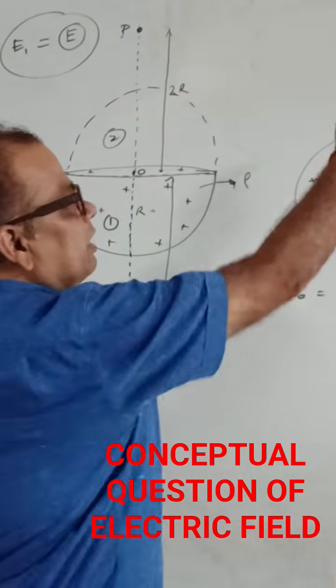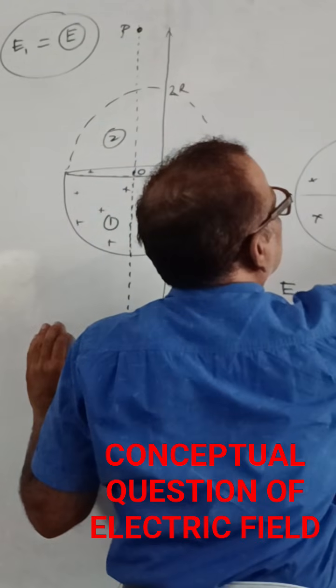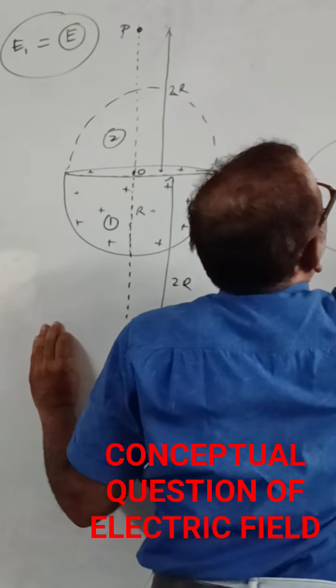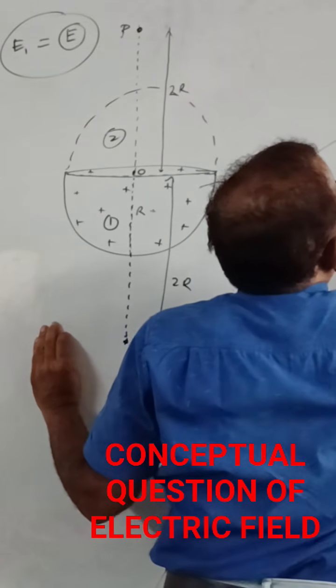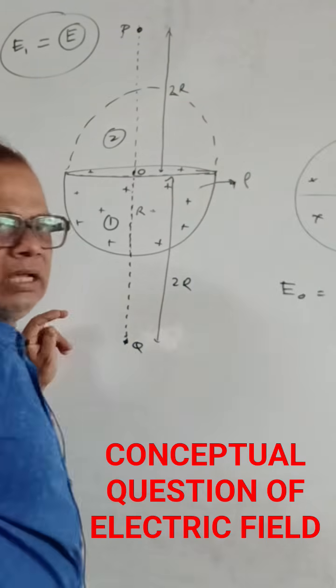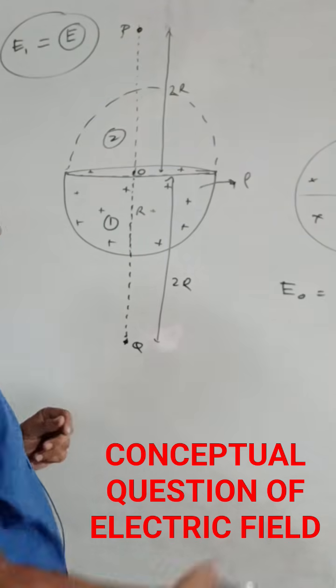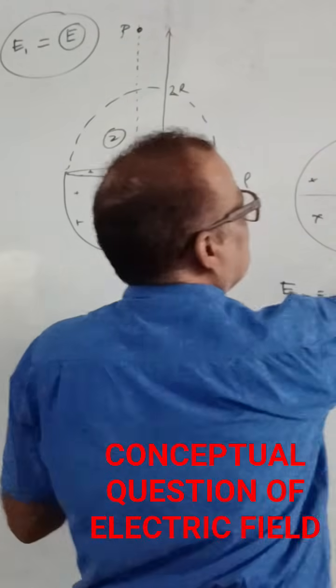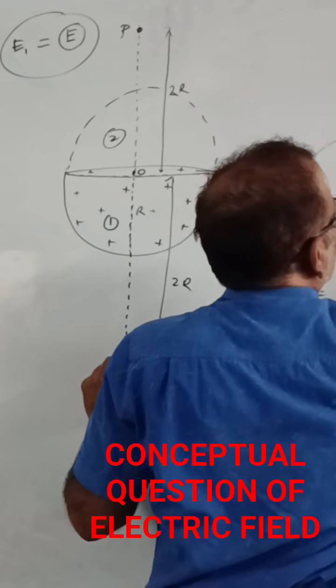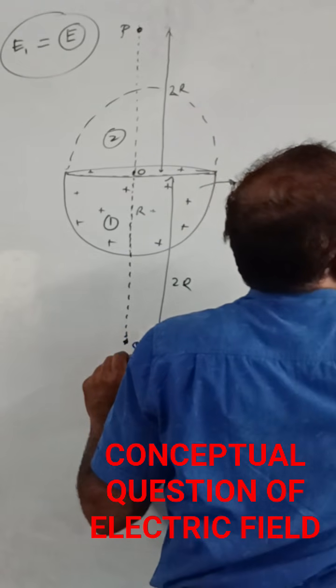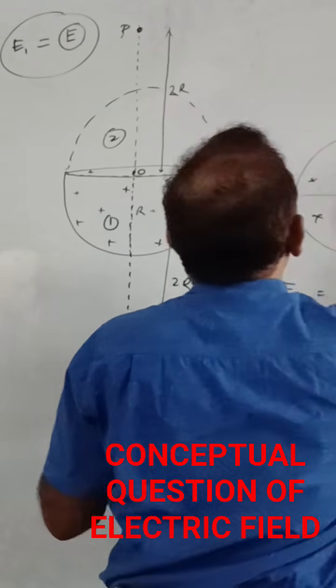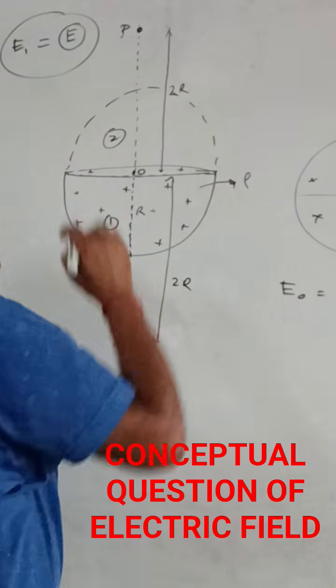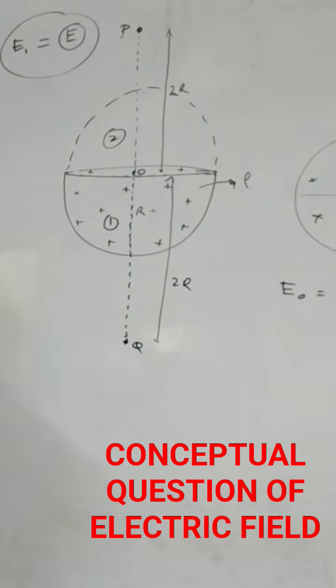So we can find E2 here: E2 is E naught minus E1, and E naught we have already found. This is rho r upon 12 epsilon naught minus E. This is the electric field due to this E2 portion at this point P. Now look at the situation. The situation is this, and we have to find the electric field at this point.